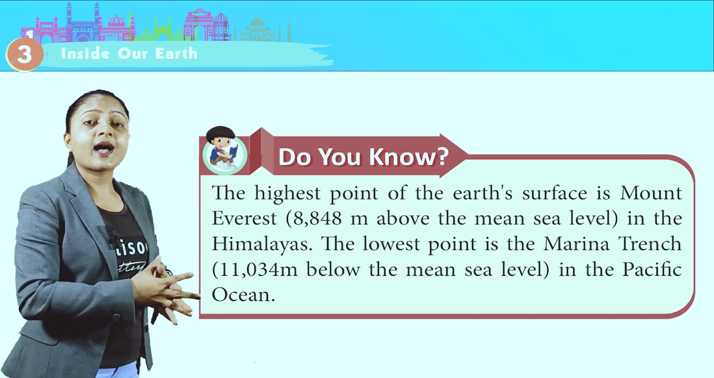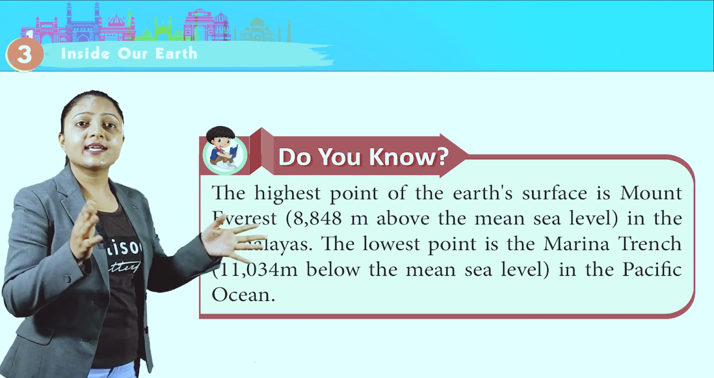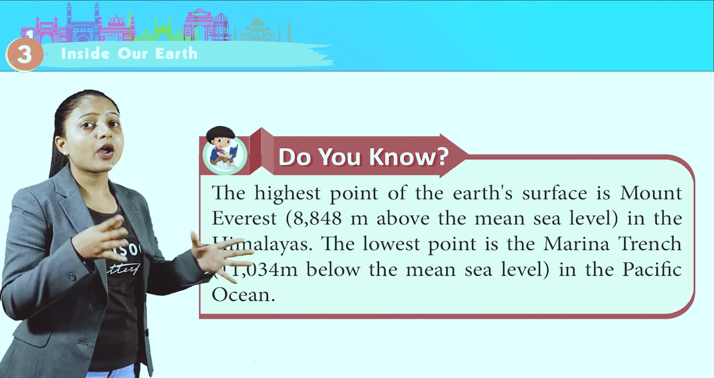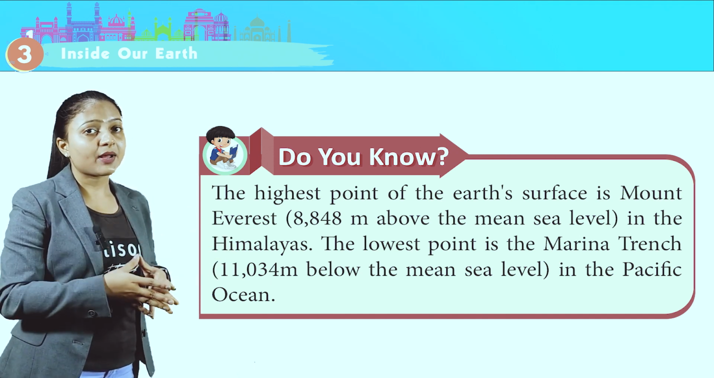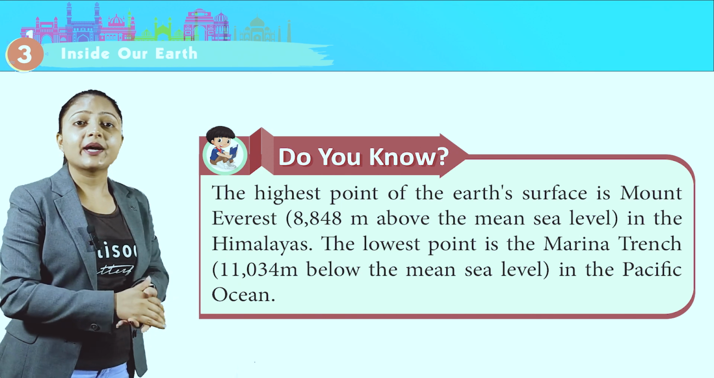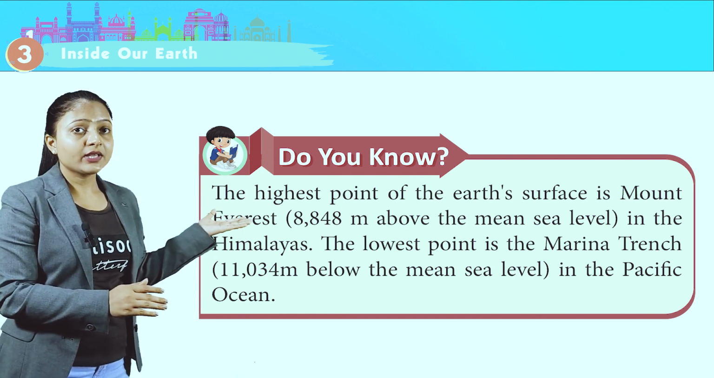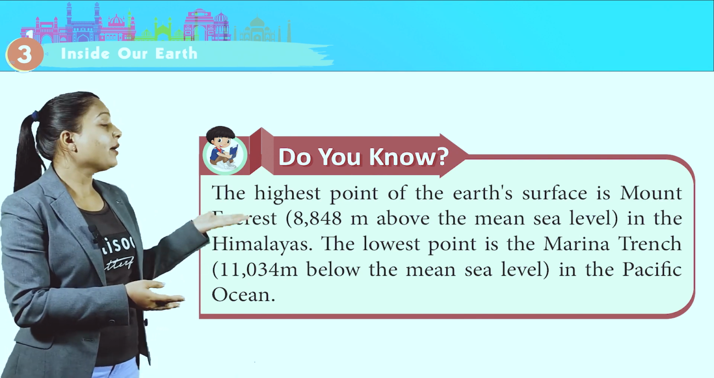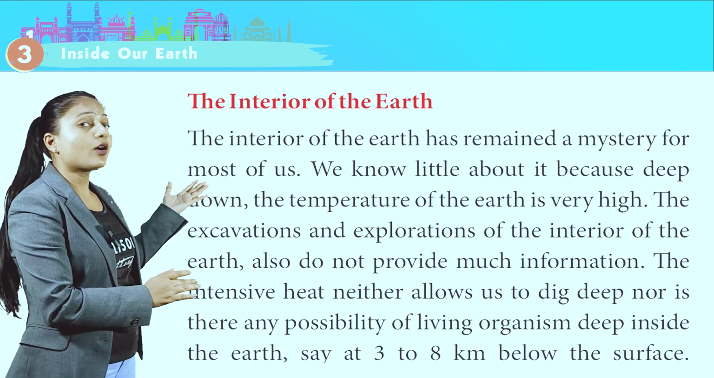Do you know? The highest point of the Earth's surface is Mount Everest, which is 8,848 meters above the mean sea level in the Himalayas. The lowest point is Mariana Trench, 11,034 meters below the mean sea level in the Pacific Ocean. The interior of the Earth.